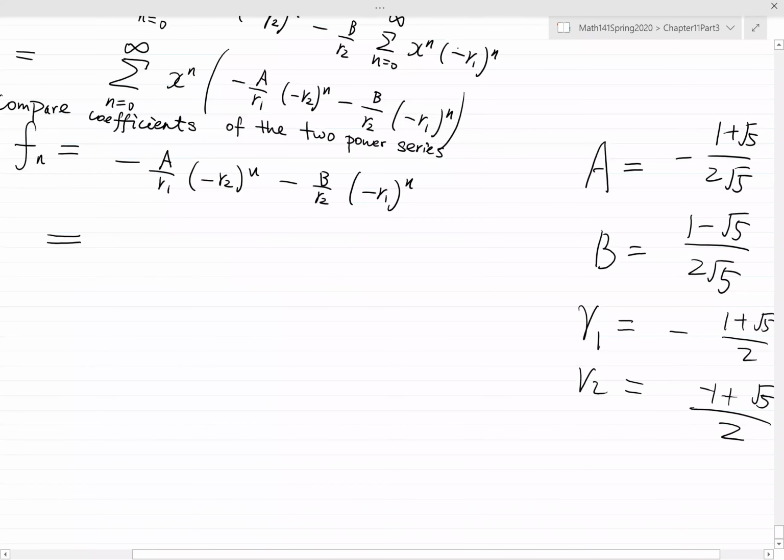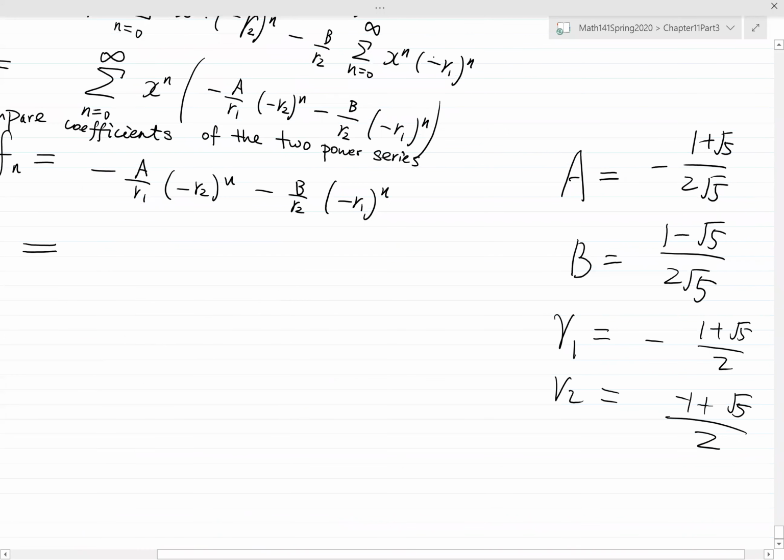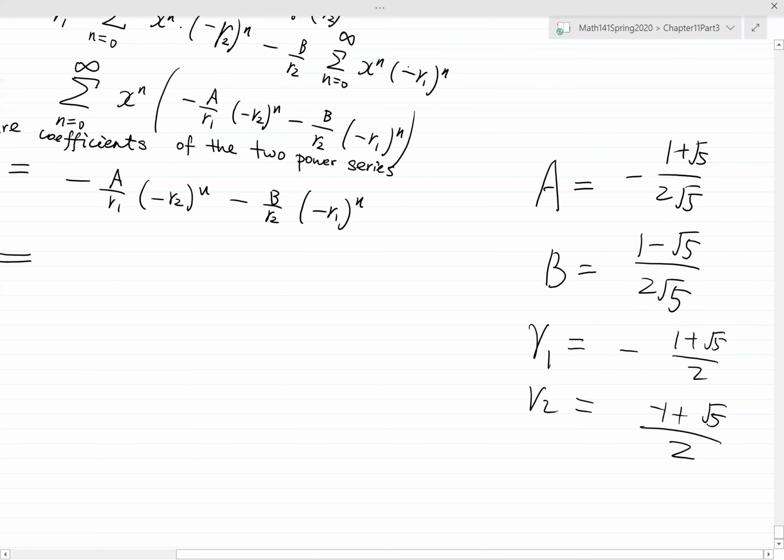Okay, so what do you finally get? A divided by R1. So the square root of 5 cancels that thing. So this will be 1 over root 5. Negative R2, so this will be 1 minus root 5 to the power n.